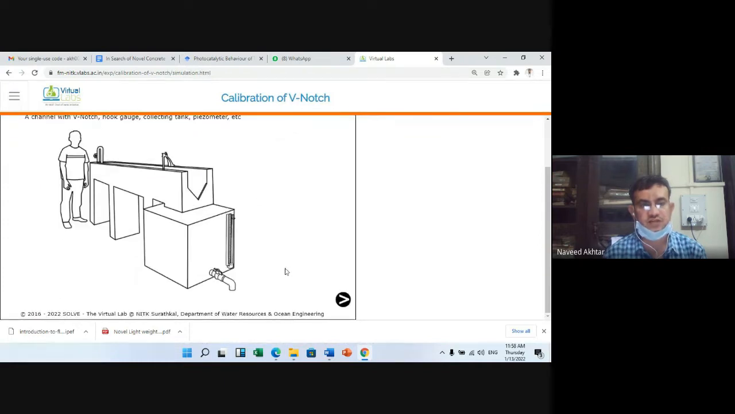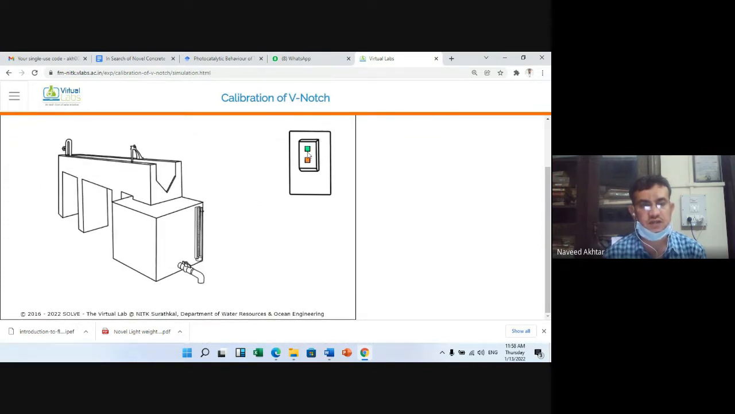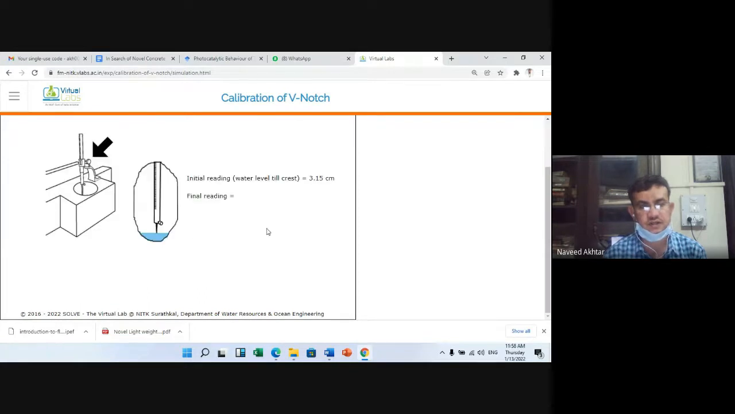तो V notch हमने लगा दिया. ओके, रिस्टार्ट द पंप भी चालू कर दिया हमने. नॉब ओपन करेंगे. फ्लो इज स्टार्टेड. Now you can measure the initial reading. Now we measure the final reading. Okay, now the difference of this reading, you can take 8.85 minus 3.15.